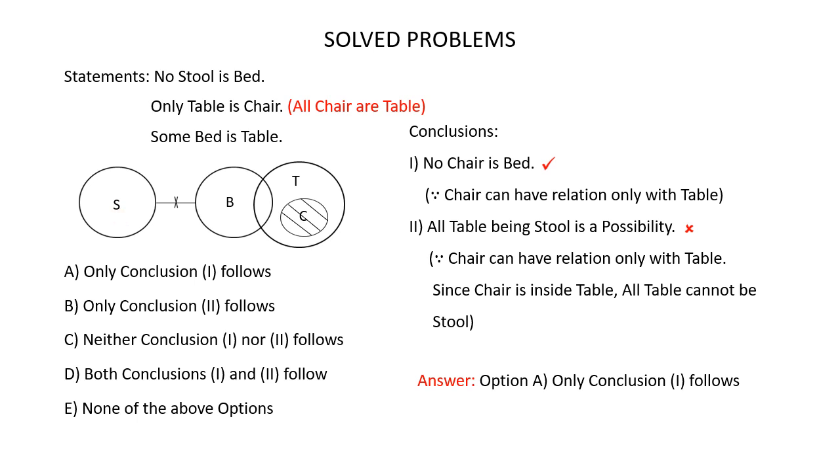So all tables can never become stools. So the conclusion all table being stools is a possibility is wrong. Conclusion 2 does not follow. Now as you can see here, only conclusion 1 follows. So the correct answer is option A, only conclusion 1 follows.